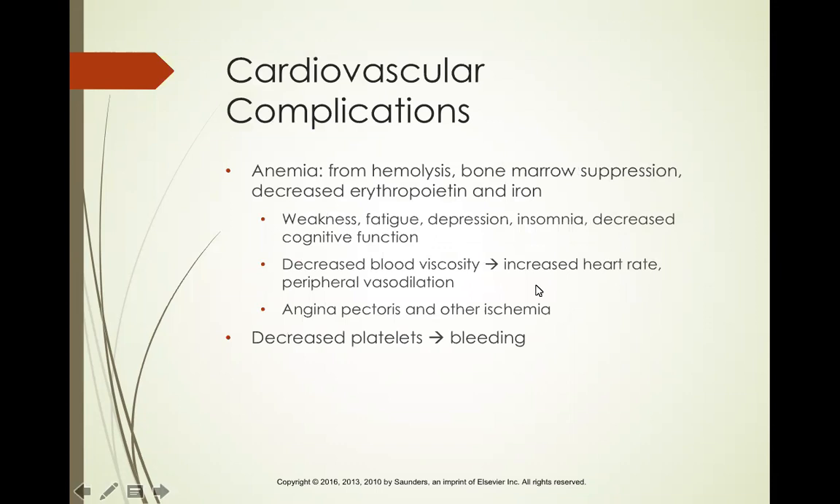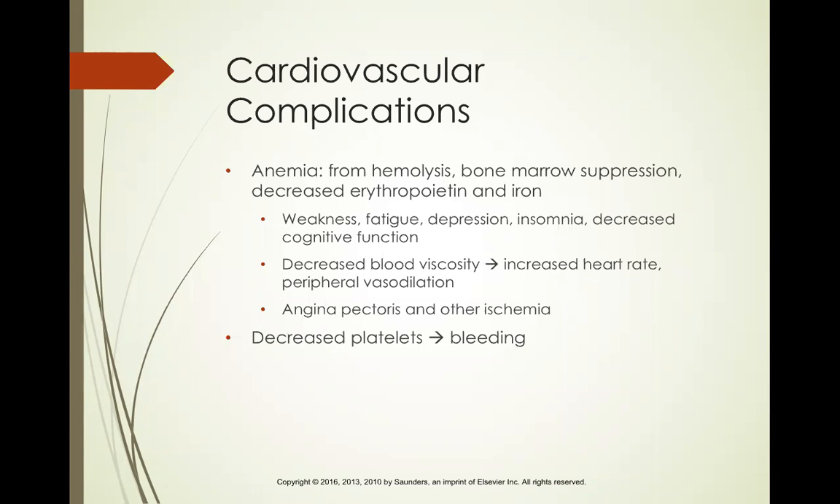Your cardiovascular complications are the anemia. Once we have anemia, we have less oxygen carrying capacity, and that is due to the decrease in their erythropoietin. So there's weakness, depression, insomnia. Their blood gets a little bit thicker, which means an increase in viscosity, which causes the heart to work a little bit more. There's an increase in the heart rate and less perfusion, which can cause angina pectoris. The heart begins to have aches and other ischemia.